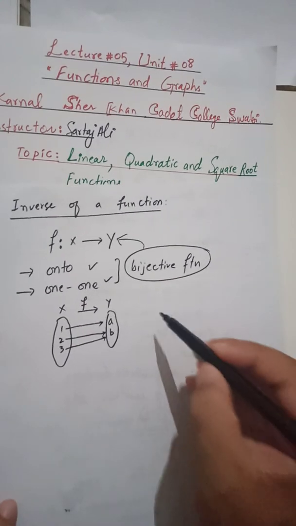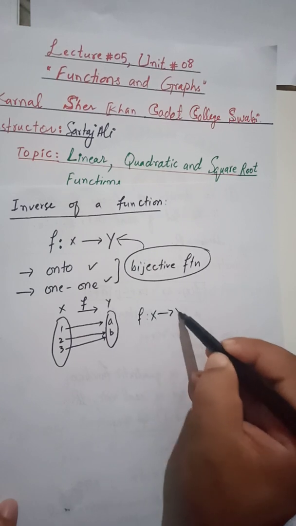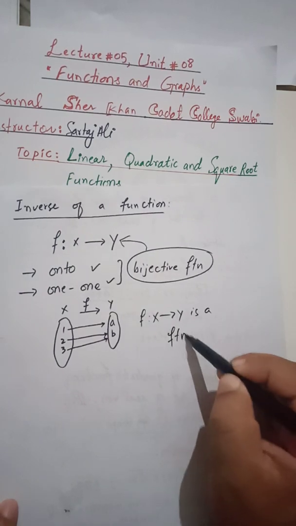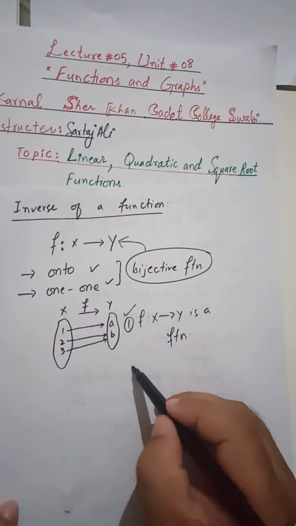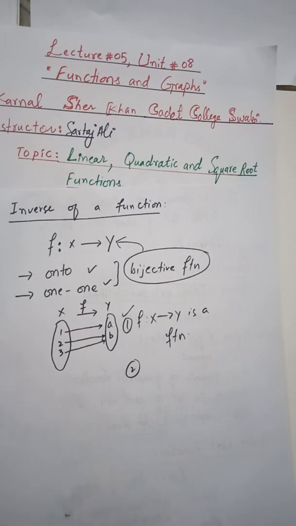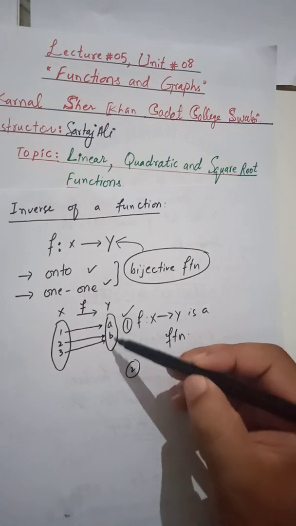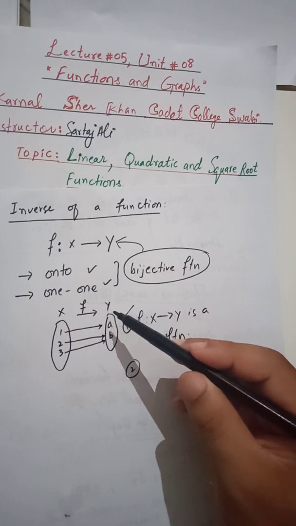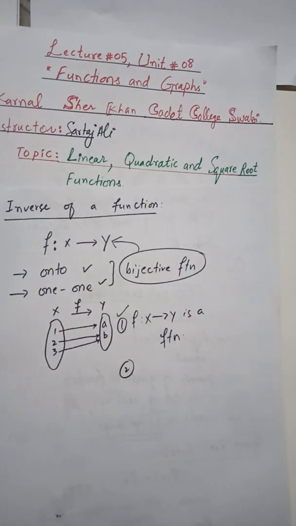So f from x to y is a function. Now I am checking whether the function is onto or not. This is an onto function because the codomain and range are equal. Set y is your codomain, and the values that you get by putting inputs in the function: when you put 1 you get a, when you put 2 you get b, and when you put 3 you get b. So you get a and b, and that is your range. In this case range and codomain are equal, so when range and codomain are equal, the function is onto.